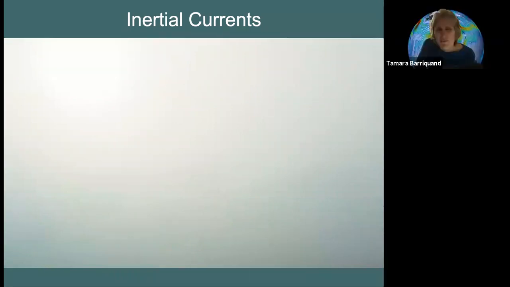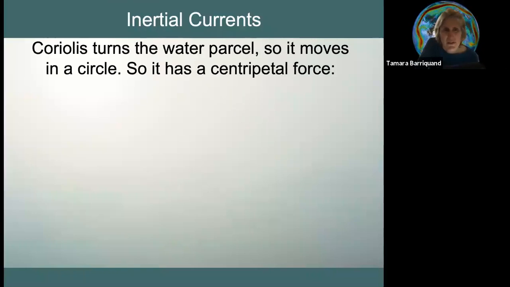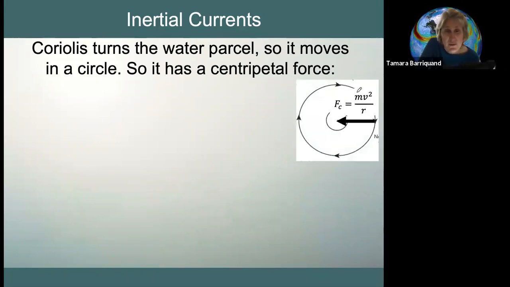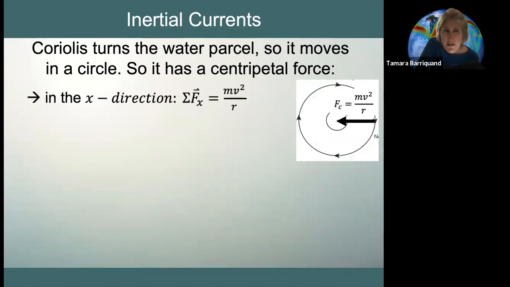All right. So if we just look at what happens with the Coriolis turns our water parcel, it moves in a circle, as we just saw. So it has a centripetal force. That centripetal force is F centripetal equal to mv squared over r. So the sum of the forces in the x direction must be equal to mv squared over r because it's moving in a circle.